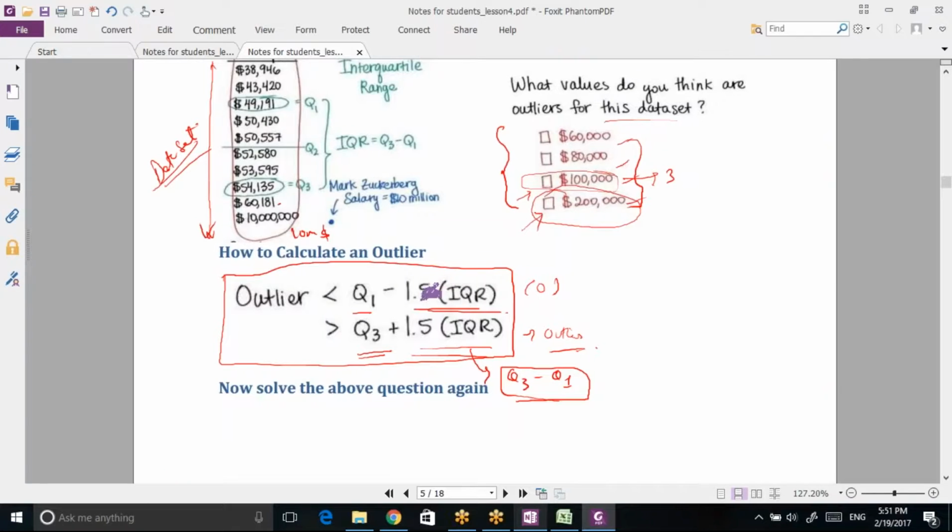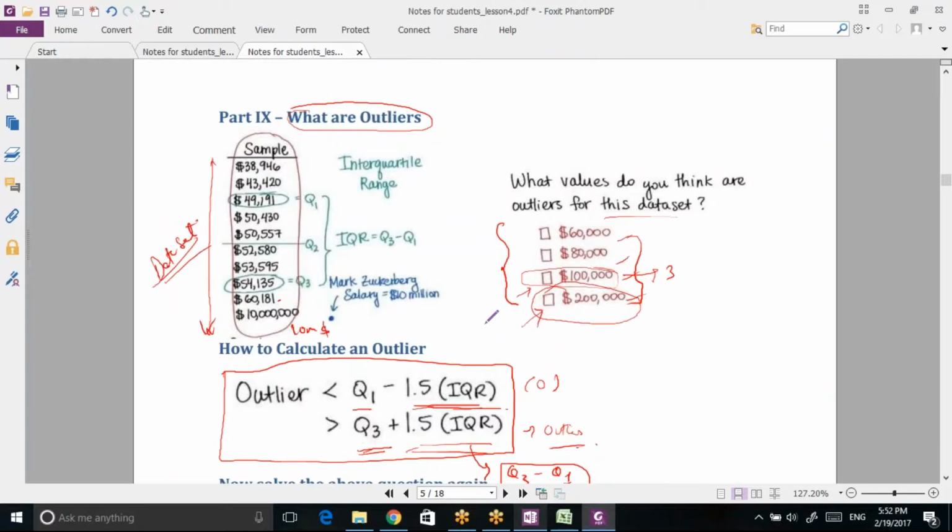Q1 minus 1.5 into IQR and Q3 plus 1.5 into IQR. Okay, let's do one thing. I want you to calculate these two ranges, as in which is the smallest value which will be an outlier and what value will be an outlier in the upper direction. So I want you to find this value and this value quickly for this data set written over here. It's already marked Q1, Q2 and Q3, so it will be easy for you. Do this. I will just be back in 2 minutes.